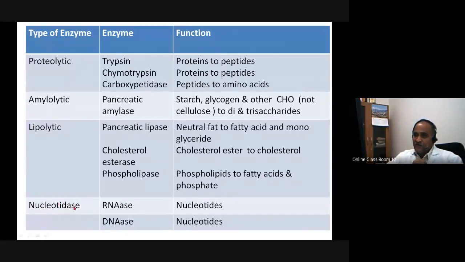And we have a nucleotidase. These are RNAs that will split into the particular RNA constituents, and DNA, whatever the pattern of the nucleotides, they will be released. So the formation of the nucleotides from these RNAs and DNAs.